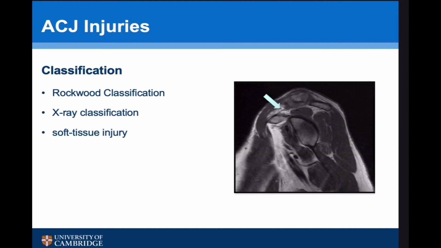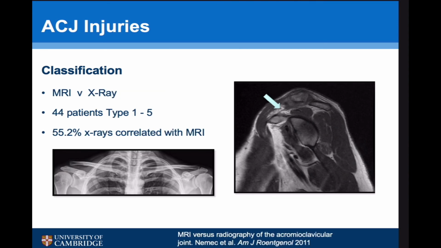The Rockwood classification is an X-ray classification. However, we're looking at a soft tissue injury. It's actually the coracoclavicular ligaments and the acromioclavicular ligaments that have been damaged. There have been a number of studies that have highlighted the relative inadequacies of X-ray classifications when looking at soft tissue injuries. This study looked at MRI scan versus X-ray. There were 44 patients that had type 1 to type 5 dislocations classified on X-ray. However, only 55% of the time did the X-ray actually correlate with the soft tissue injury that was seen on the MRI scan.